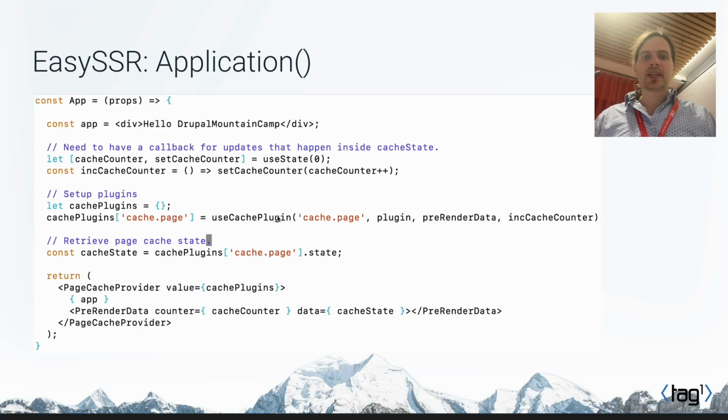So the cache plugin essentially has 3 properties. It has a page, a plugin class, the pre-render data, which is the initial state of the cache, and then a callback that's always called when something changes inside. So when someone uses cache set, essentially. And here the cache state can be directly accessed via the cache plugin's state property. So the use cache plugin ensures this property exists. And now this makes it very simple because now we have our pre-render data here.